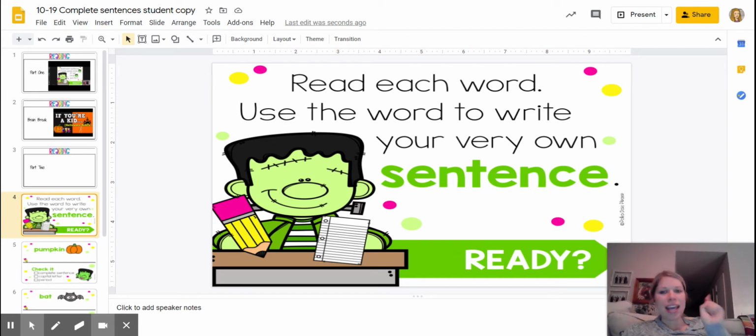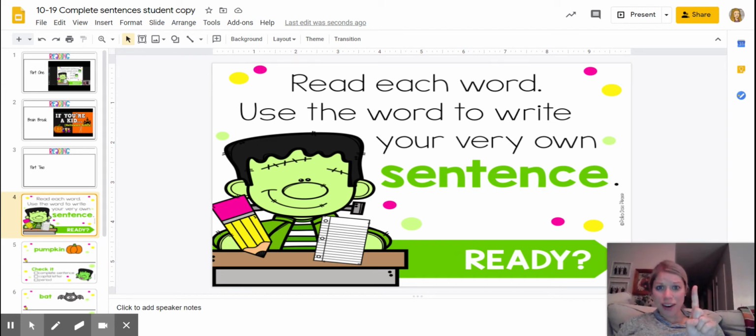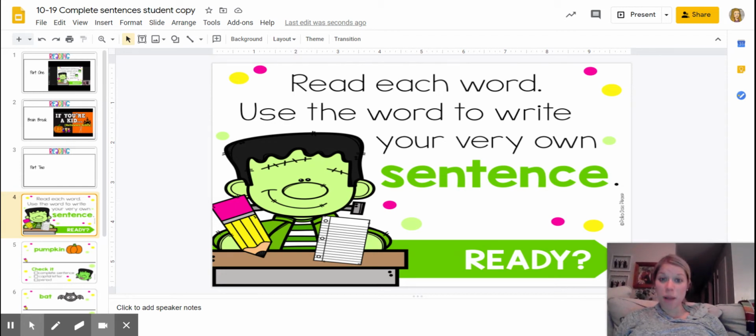Remember also, it has to start with a capital letter. That is very important. The rest of your letters should be lowercase unless it's a proper noun. Remember, a proper noun is the name of a person, a place, or a thing. Then it also has to have an end mark.